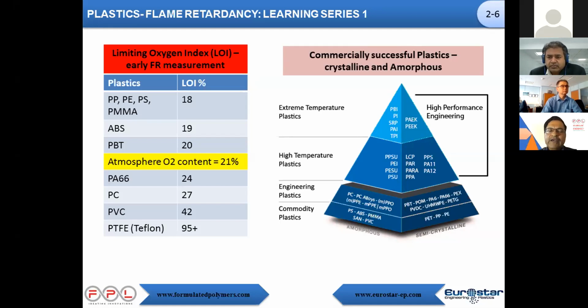So in the initial days, oxygen index was the thumb rule of deciding whether the polymer is burning or not burning. And of course, on the other side, we have shown the pyramid of polymers: commodity and engineering polymers, then high performance engineering polymers. I think mostly in this series we'll be talking, as Balakrishnan introduced, about engineering polymers, so our examples will be mostly on engineering polymers and high performance polymers.